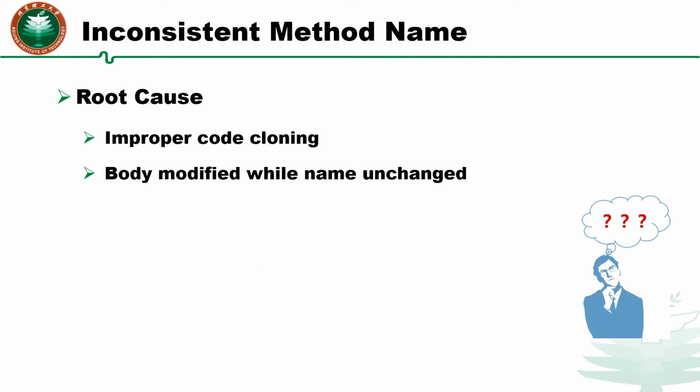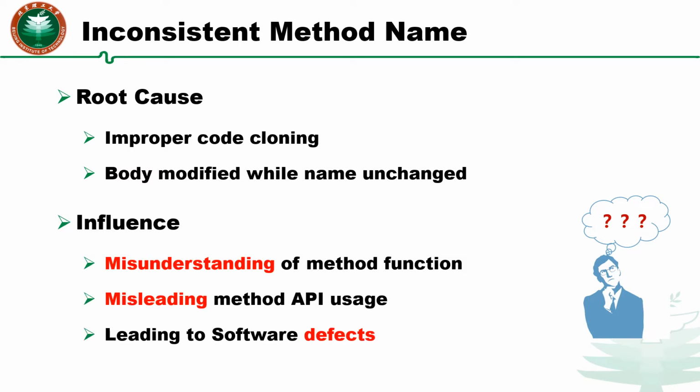However, developers often write inconsistent method names due to different reasons. For example, the improper code cloning or in the software maintenance process, the method body was changed but the method name was not modified simultaneously. And inconsistent method names can lead to serious consequences, for example, making the function of the methods difficult to understand, misleading the use of method APIs, and even leading to software defects.